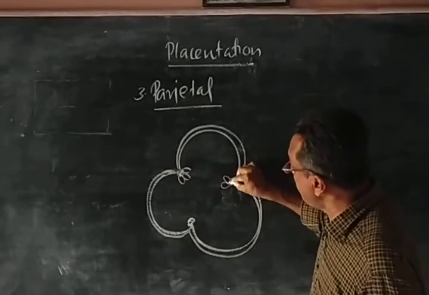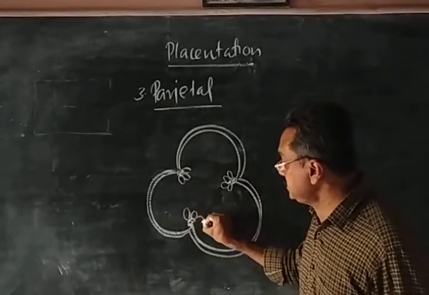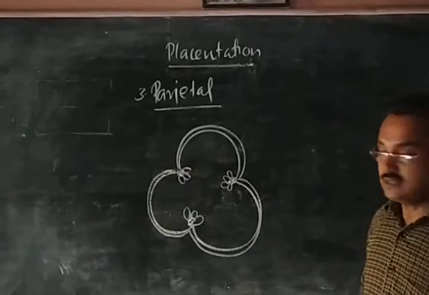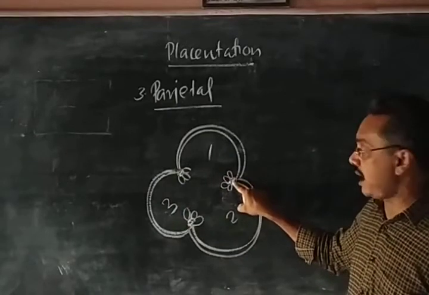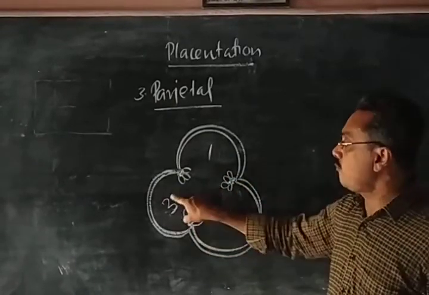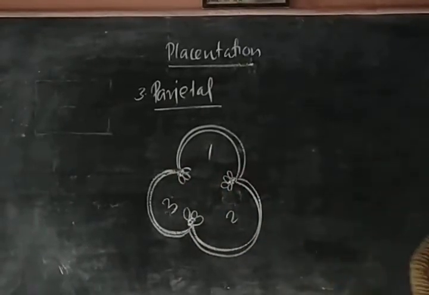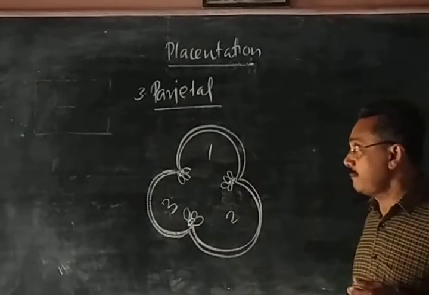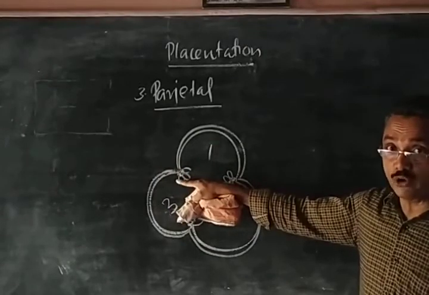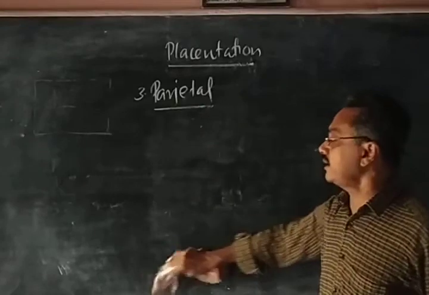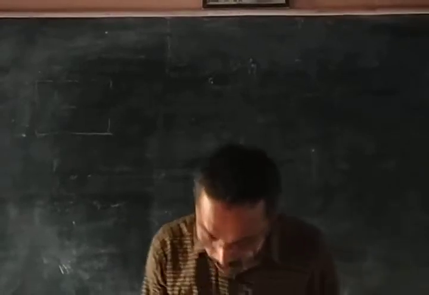As in the case of cucumber, prickly cucumber, a typical example. Cucumbers are like that. See, parietal placentation. One carpel, two carpel, three carpel. Where one and two join, there is a placenta. Where two and three join, there is a placenta. Where one and three join, there is a placenta. So it is called parietal placentation, where the placenta is present in the place where the carpels join together.